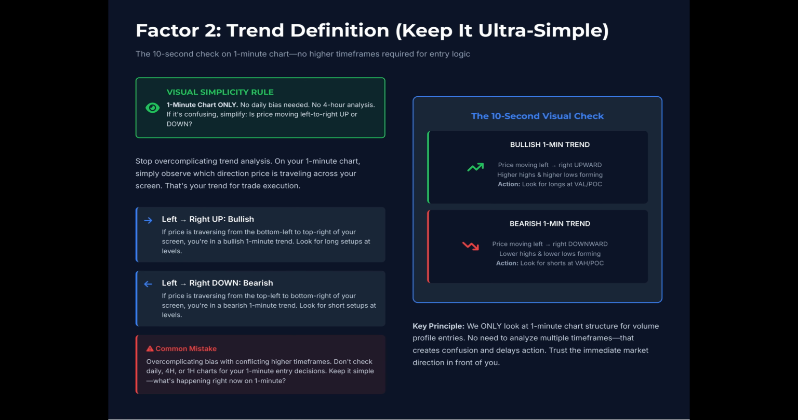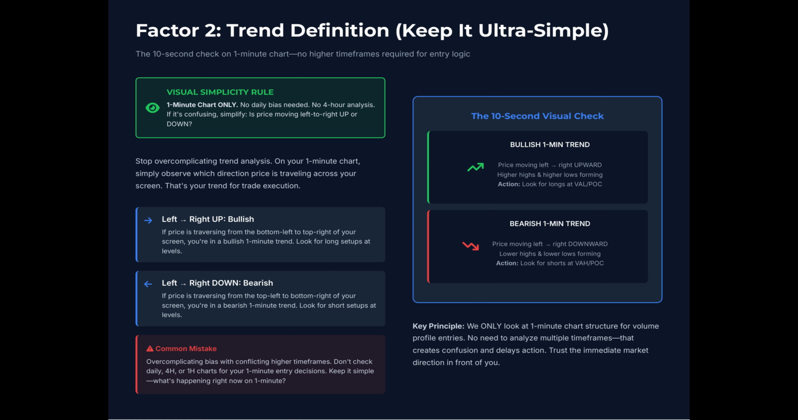Choppy or no clear trend. Overlapping swings, equal highs and lows, sideways movement, prices whipsawing back and forth with no clear directional bias. This is market indecision, and it's toxic for trading. That's it. No indicators, no complex analysis, just visual structure. Can a 10-year-old child look at your 1-minute chart and tell you whether the price is moving up, down, or sideways? If yes, you've got your trend definition.